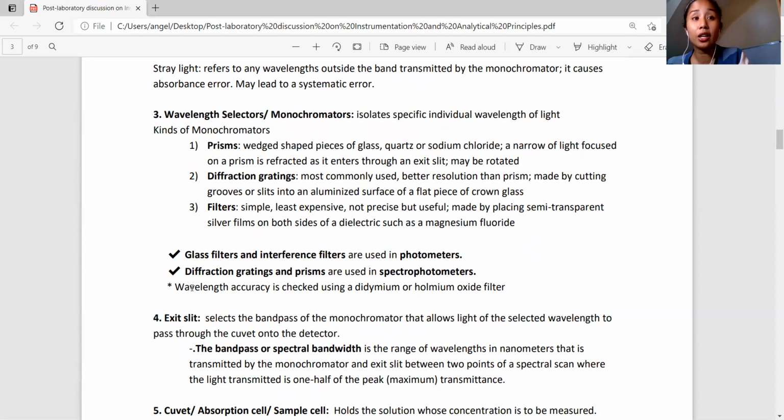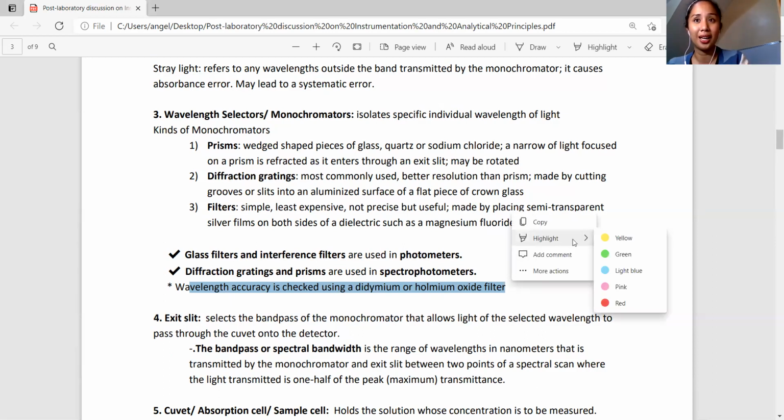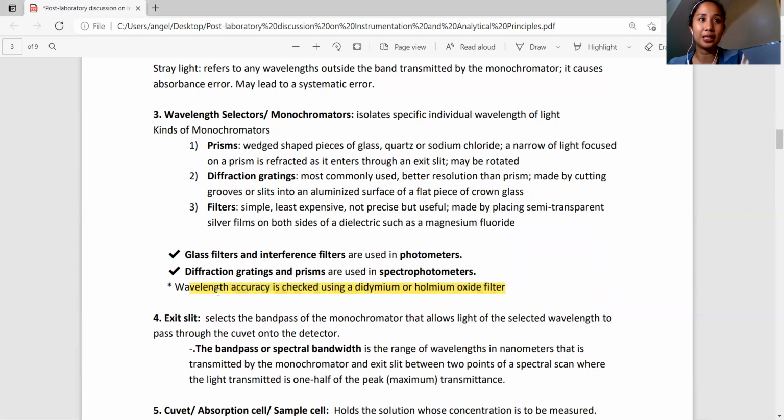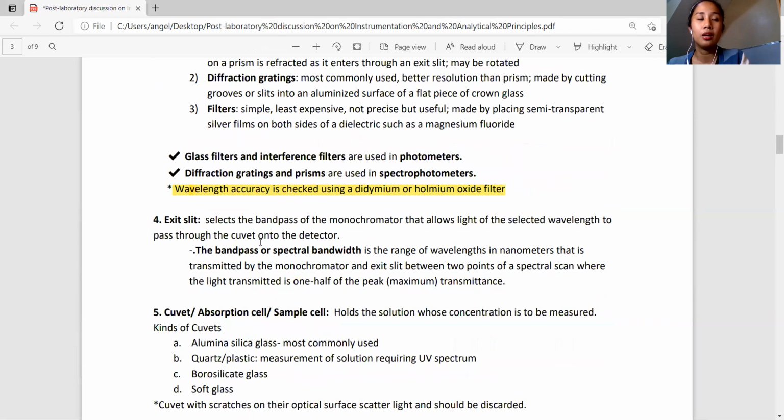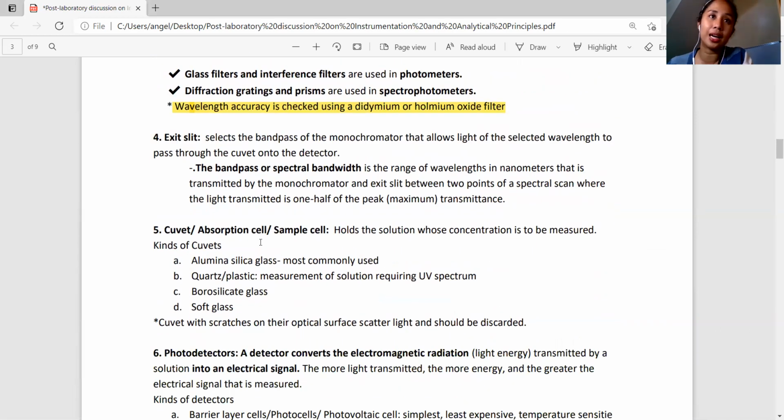So, wavelength accuracy. So, this is a quality control activity. Wavelength accuracy is checked using the didymium or holmium oxide filter. So, class, huwag niyo kakalimutan yan. So, class, the link of the PDF, I will place it under the video. So, class, we have exit slit. Selects the bandpass. So, nandyan yung what bandpass means.